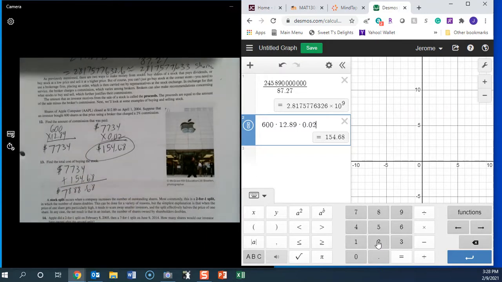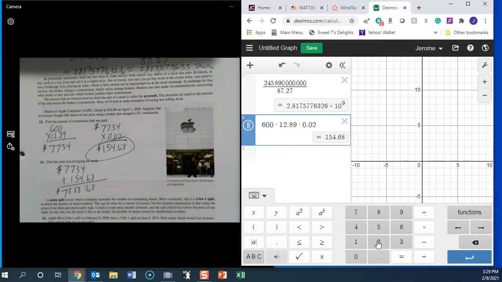Okay, now we come to 14. A stock split occurs when a company increases the number of outstanding shares. Most commonly, this is a 2-for-1 split in which the number of shares doubles. This can be done for a variety of reasons, but the simplest explanation is that when the price of one share gets particularly high, it tends to scare away smaller investors, and the split effectively halves the price of one share. In any case, the net result is that in an instant, the number of shares owned by shareholders doubles.